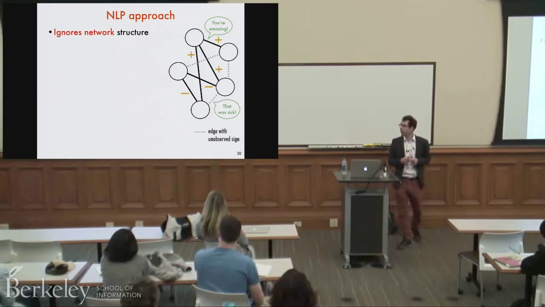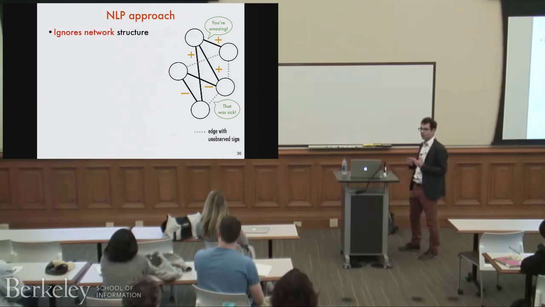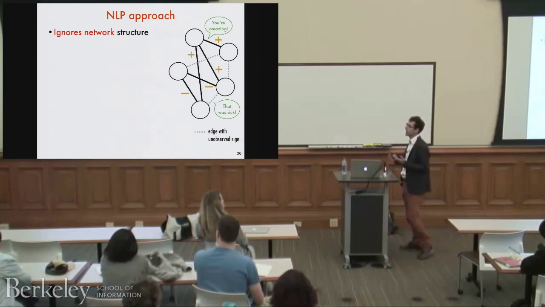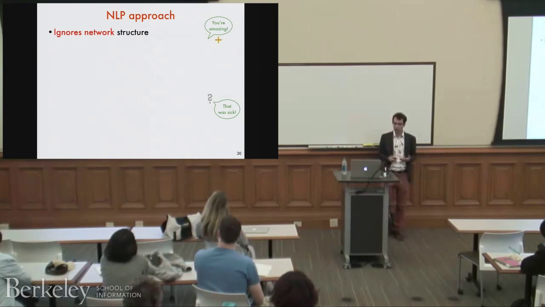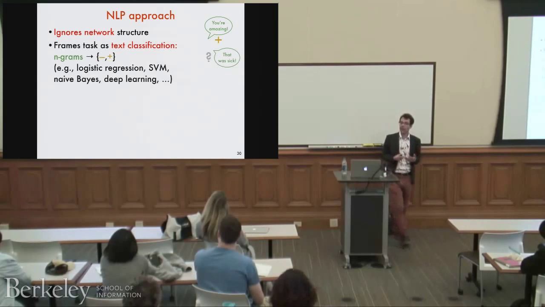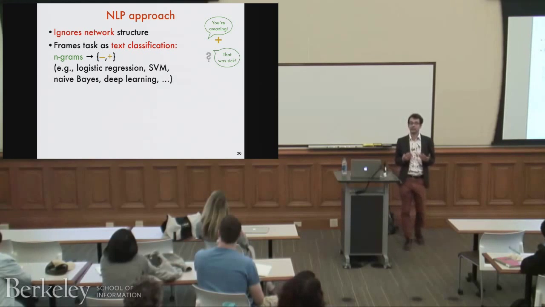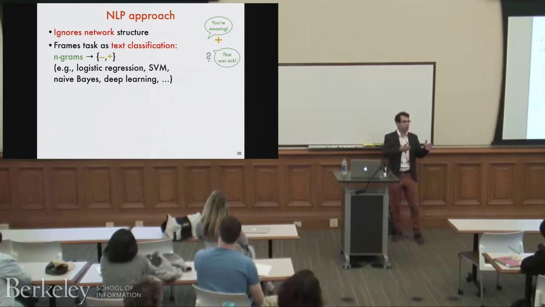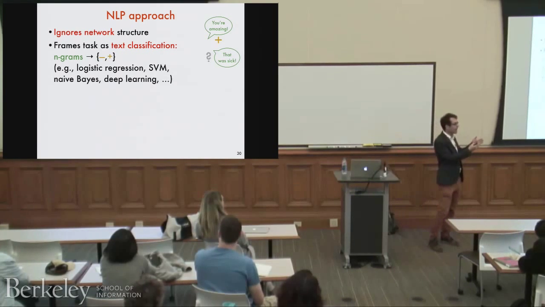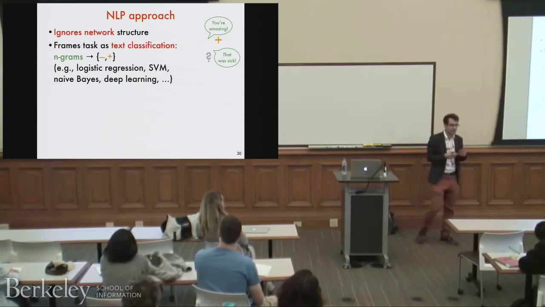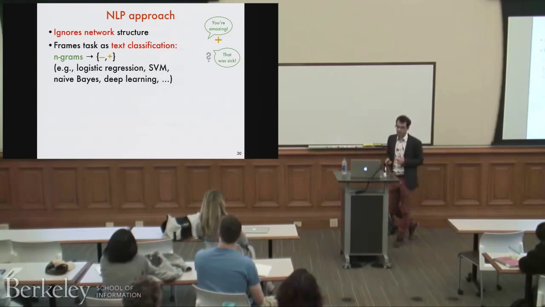Okay, so there are some typical approaches of tackling that problem. Here's the typical natural language processing approach. This approach would ignore the network structure and would frame the task as one of text classification, where the input would be n-grams or words extracted from the messages, and the output would be plus or minus, capturing whether this is a positive or a negative sentiment expressed in the message.